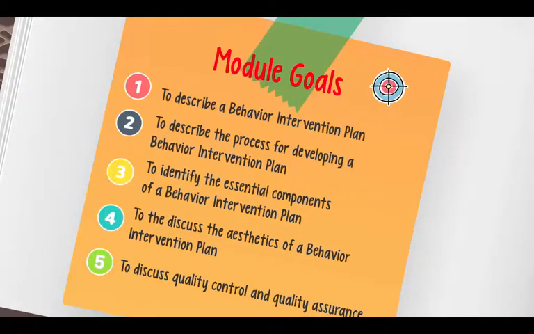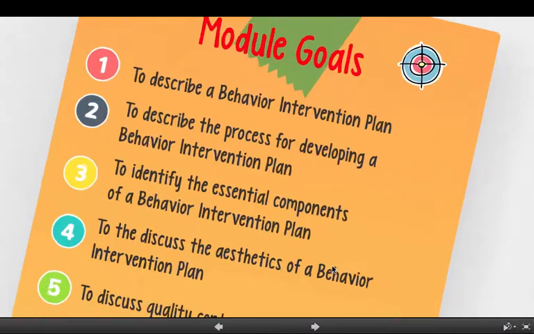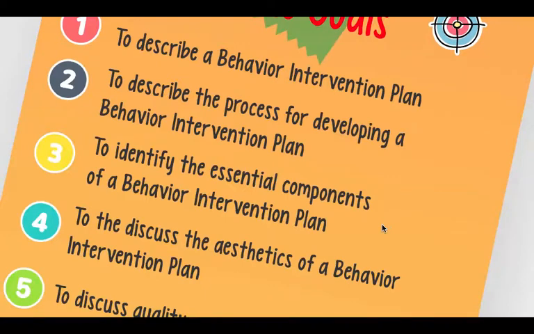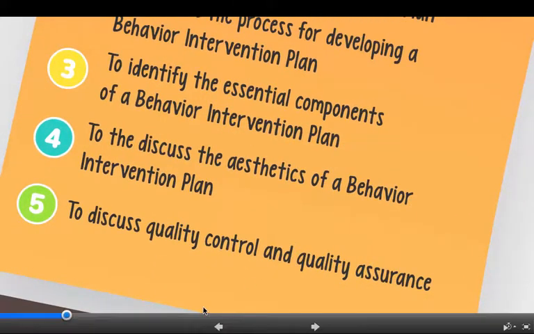Now, with respect to the specific module goals, my first objective is to describe a behavior intervention plan. Second, to describe the process for developing a behavior intervention plan. Third, to identify the essential components of a behavior intervention plan. So essentially I'll be describing the anatomy of a plan and what it looks like when it's well developed. And fourth, to discuss the aesthetics of behavior intervention. And then finally to discuss quality control and quality assurance.